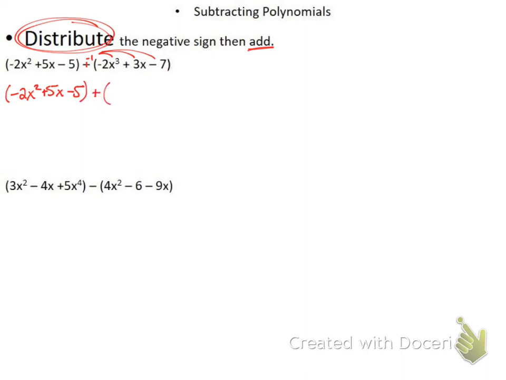and then I'm going to add it to negative 1 times negative 2x. It's going to change the sign of everything in the second parenthesis. So minus 3x and then plus 7.